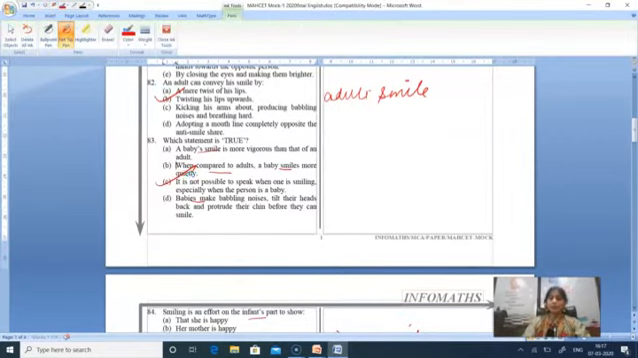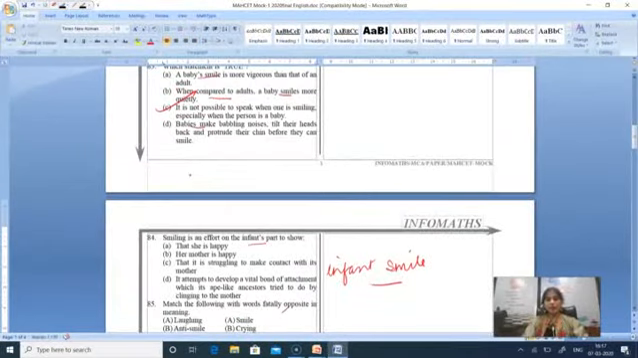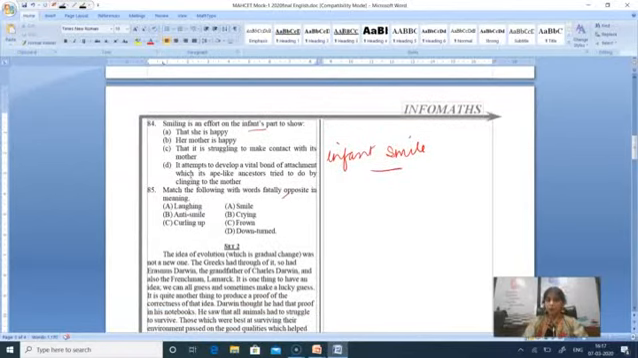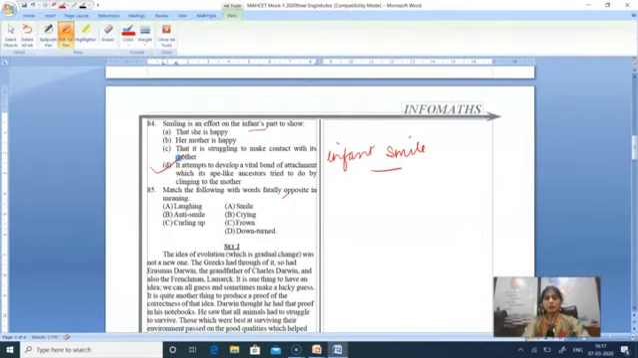So it is a direct type of question, and in direct questions, as we move from top to bottom, we find the answers very easily, so we are saving a lot of time. Smiling is an effort on the infant's part to show... Again, it's very easy. The last part, the last passage, that is D. D is the correct answer: it attempts to develop the vital bond of attachment, which the ape-like ancestors liked to do. So that was the last part which we read.